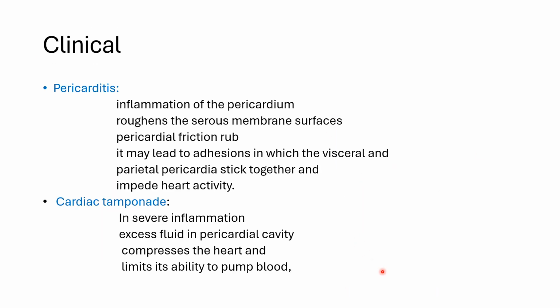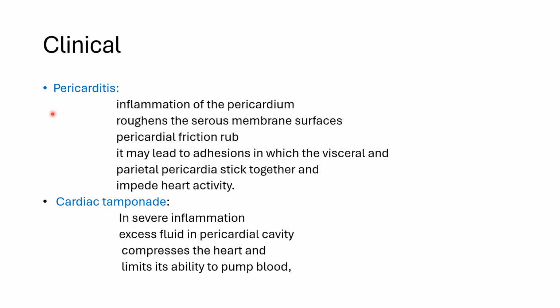What can go wrong with the pericardium? If there is inflammation of the pericardium, it is known as pericarditis. Remember when we did the inflammation slide, we said that if a disease has "itis" at the end, it means there is inflammation. For example, appendicitis, tonsillitis. Similarly, pericarditis. Itis means there's inflammation of the pericardium.